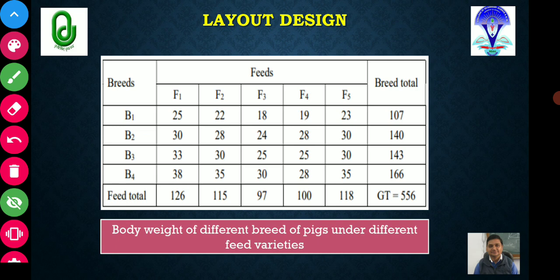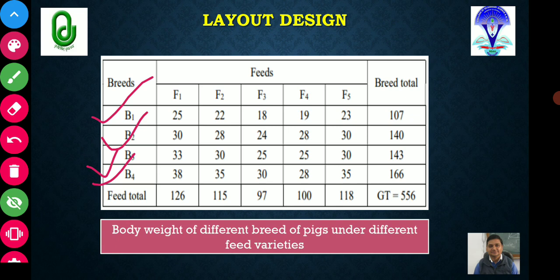So we tried to make the animal group homogeneous. How did we make this animal group homogeneous? By classifying them into different breeds. Here you can see the breeds B1, B2, B3 and B4. So we classified all the animals as per their breed, breed 1, 2, 3, 4. Now you have to apply the treatments on all the breeds. What are the treatments? The treatments are feeds: F1, F2, F3, F4, F5. Five different kinds of feed you are having.